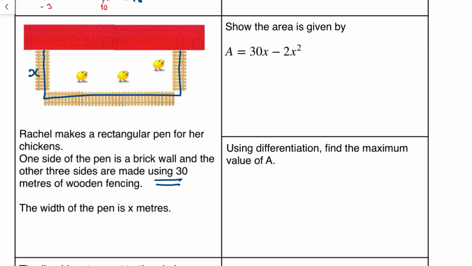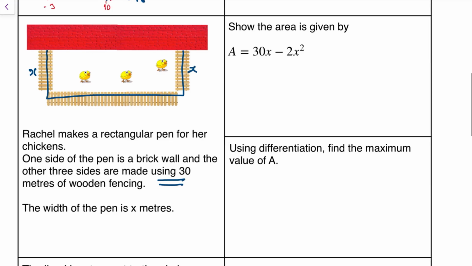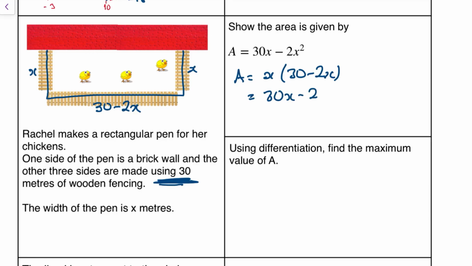Right, now the interesting thing is, a real example would make it much more obvious which one the width is, but I'm going to assume the width is the shorter one here and the length is the longer one here. So my length is going to be 30 minus 2x because I know there's been 30 meters of panel used overall, which therefore means that my area is just a rectangle, so it's going to be x times 30 minus 2x. And that's going to give me 30x minus 2x squared, which is what I was looking for.